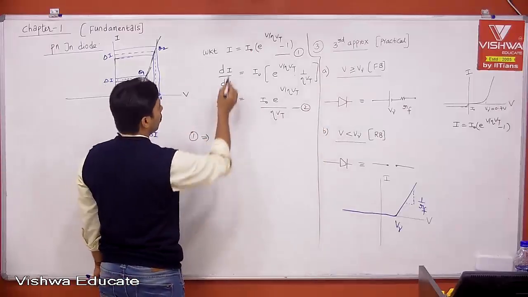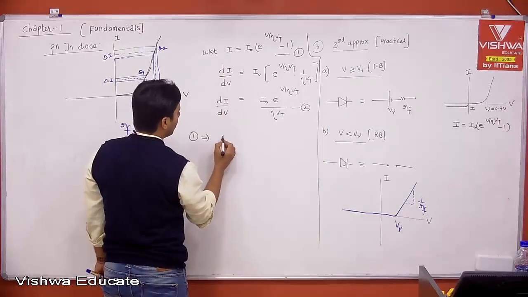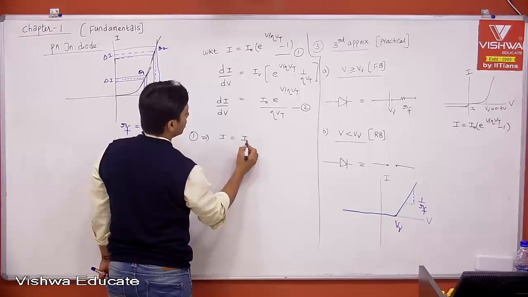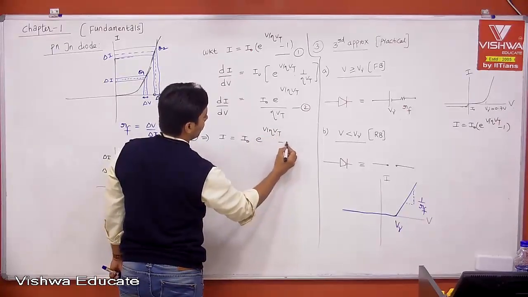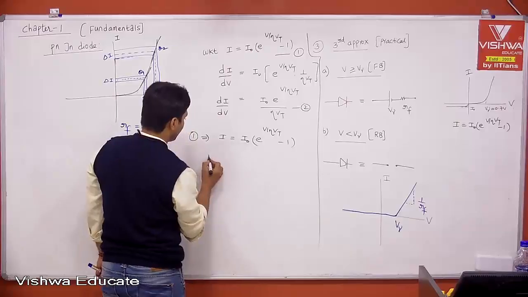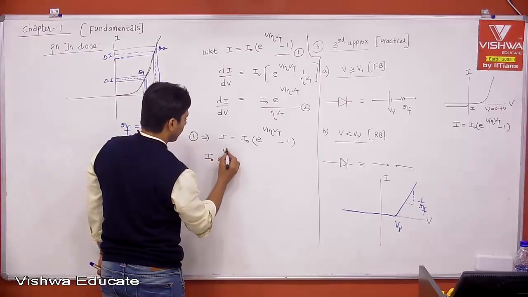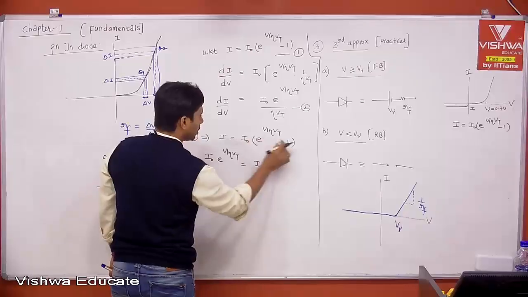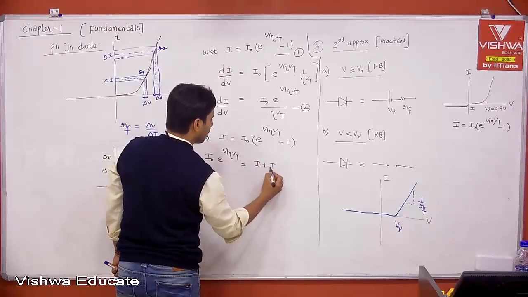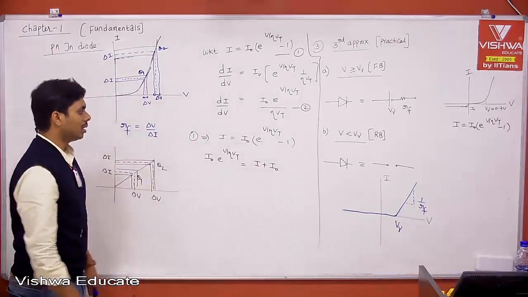Call this equation 2. From equation 1, what is I? I is equal to I naught into e to the power of V by eta Vt minus 1. So I naught into e to the power of V by eta Vt is nothing but I plus I naught, where I naught comes to the left hand side.